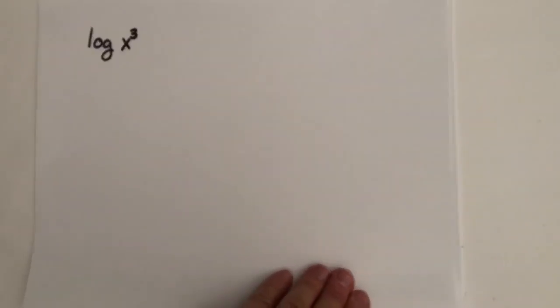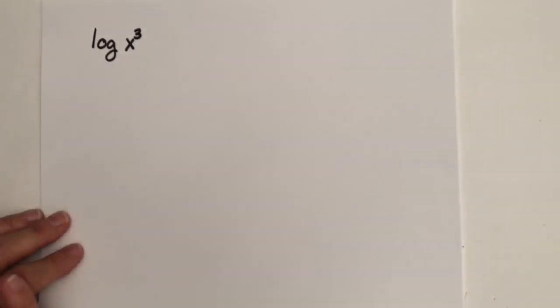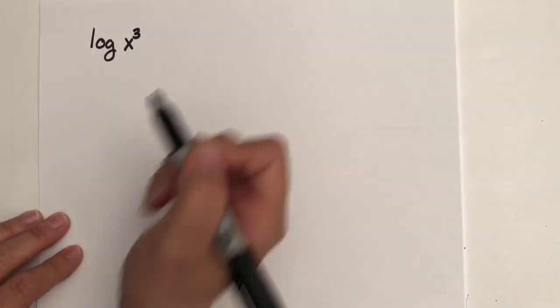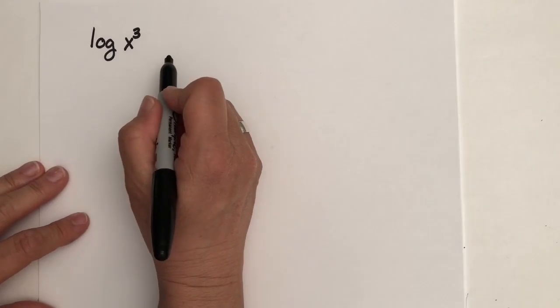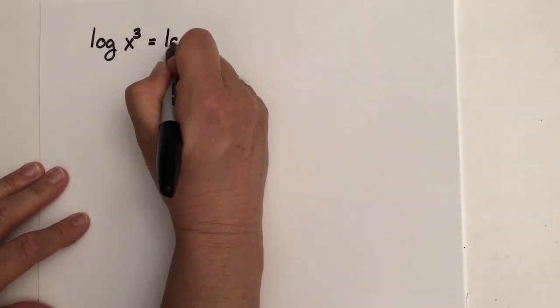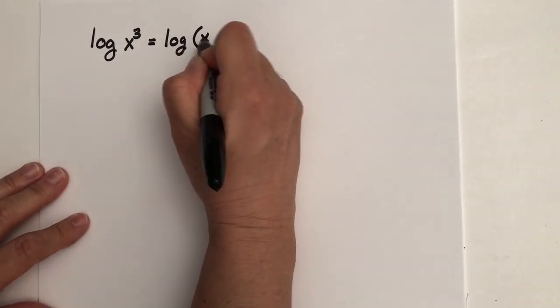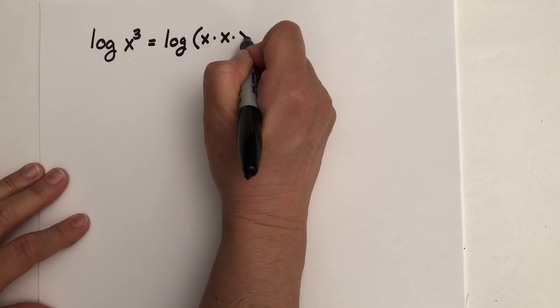Let's look at this problem. The log of x to the third power. Now, I didn't tell you what to do with it. I just wanted you to consider it. And we know that x cubed is x times x times x. So let's just rewrite it that way. Log of x cubed is the log of x times x times x.